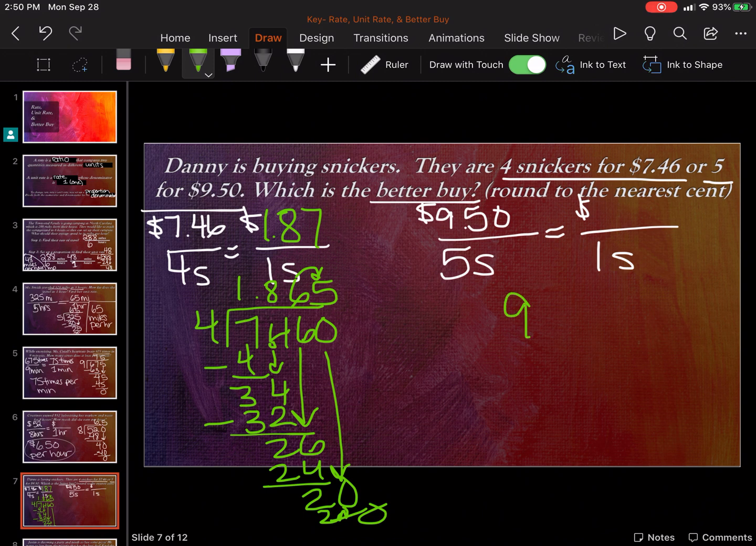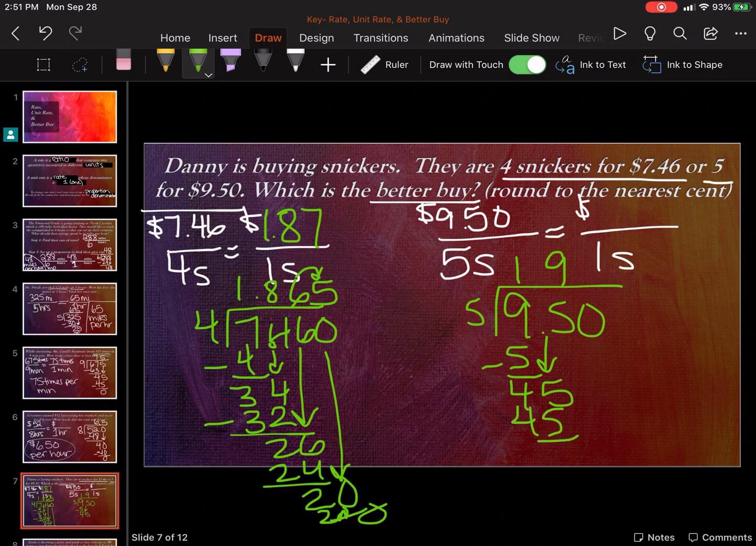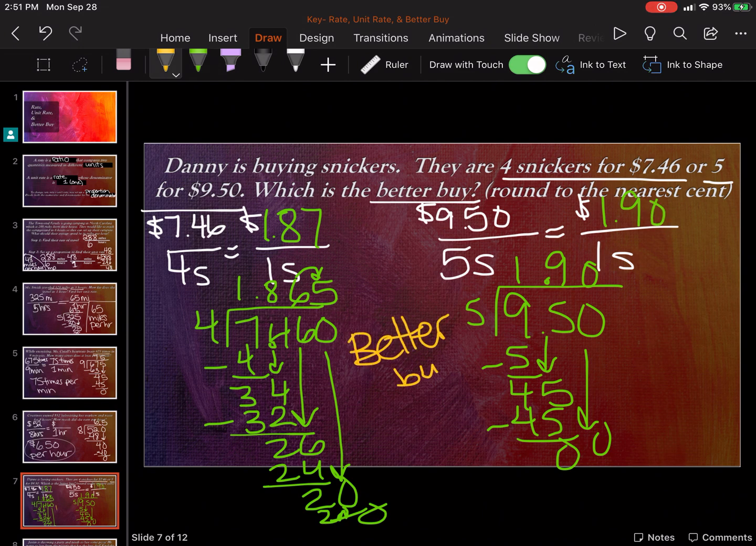Okay, $9.50 divided by 5 goes in 1 time. Okay, goes in 9. 0 down, 0, raise the roof, $1.90. So the better buy is the 4 Snickers because $1.87 is less than $1.90.